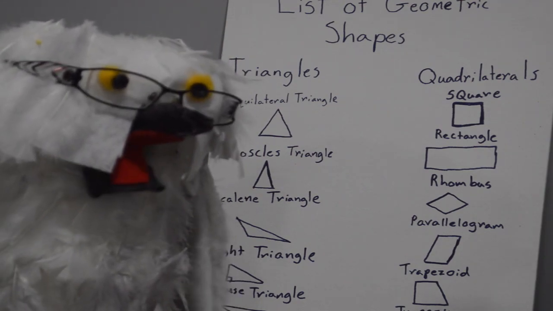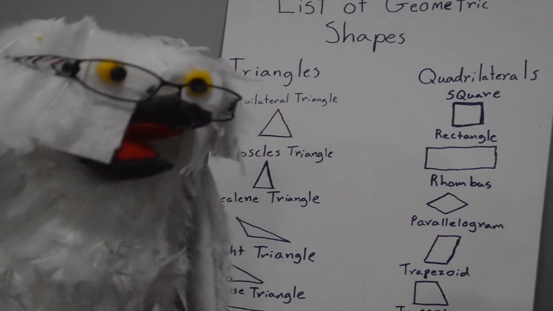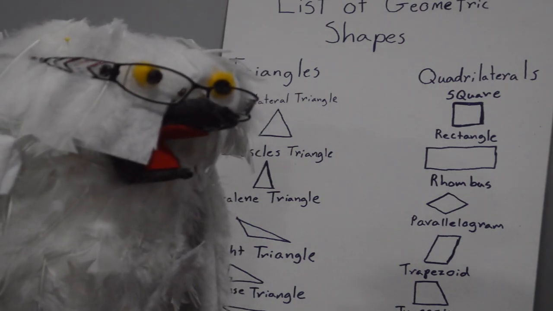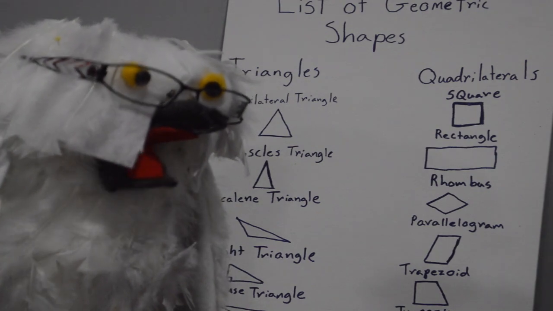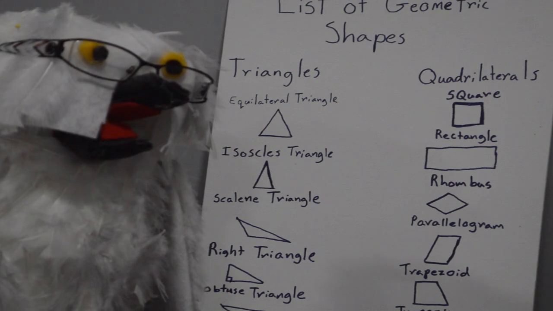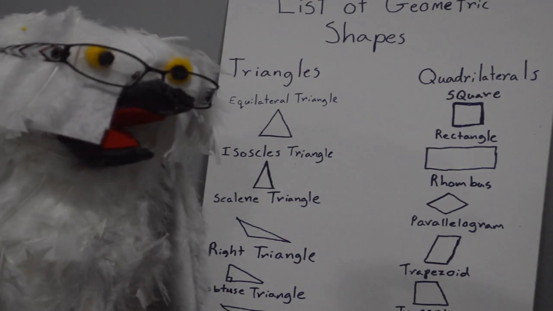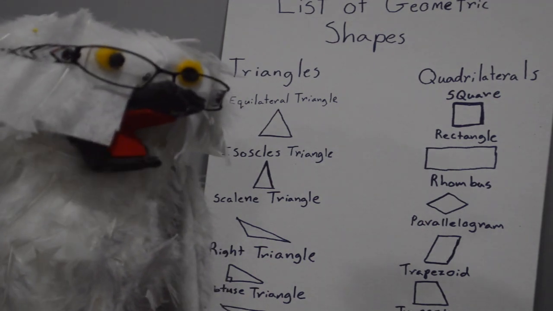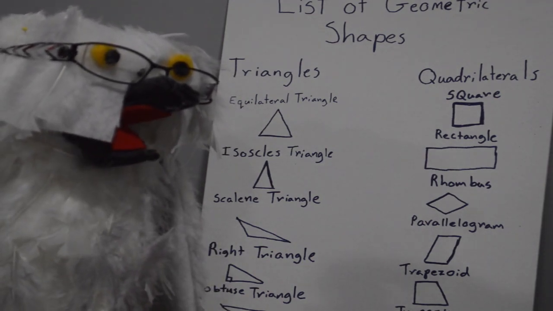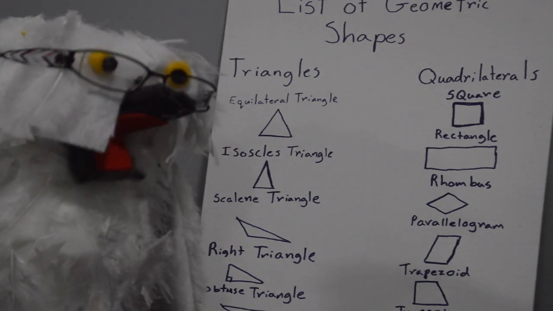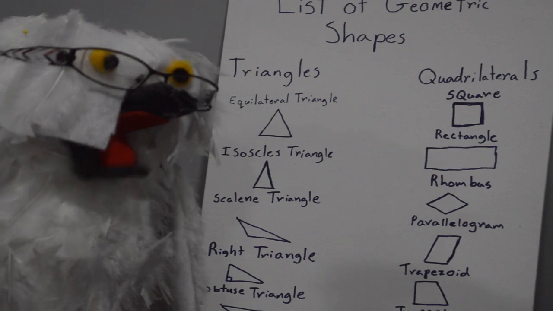Our last 3 triangles are angle-based triangles. What does that mean? That means all of their differences are in the points where the sides meet. Our first angle-based triangle is the right triangle. It has 1 right angle, or an angle equal to 90 degrees. The second triangle is the obtuse triangle. It has 1 incredibly wide angle, or an angle greater than 90 degrees.